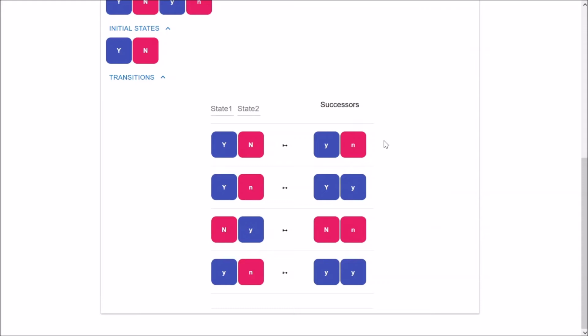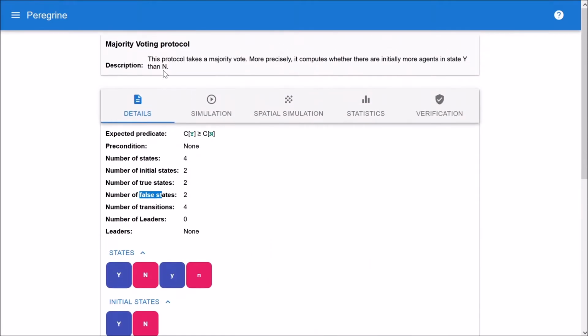Please note that the number of agents in a protocol always stays constant, because transitions only change the states and not the number of agents. The current example protocol is a majority voting protocol. It works for any number of agents and it computes if there are initially at least as many agents in yes states as in no states.